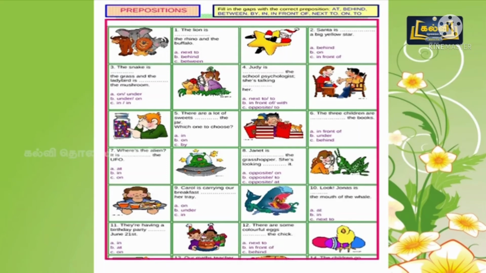Eighth question. Janet is dash the grasshopper. She is looking dash it. A, opposite and on. B, opposite and to. C, opposite and at.